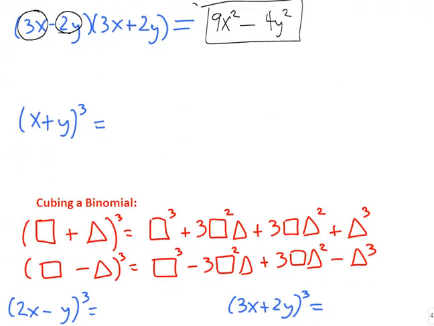Now the last formula or special pattern that we're going to talk about is not squaring a binomial, but cubing a binomial. So now we have this power of 3 on the outside. So to do this the long way, we would have to rewrite this as x plus y times x plus y times x plus y, and we're going to have to multiply all of this out.